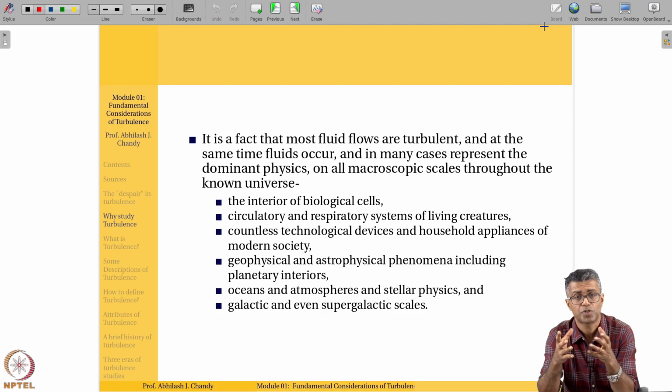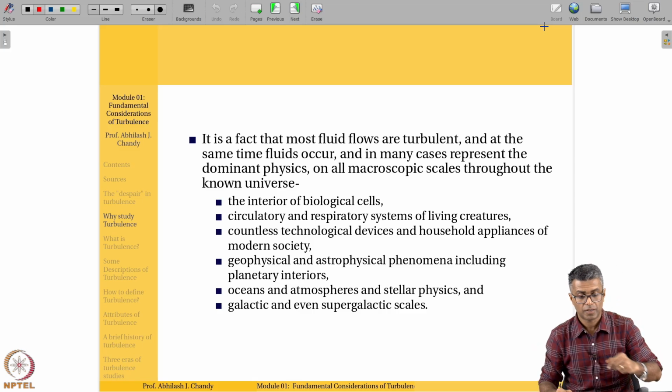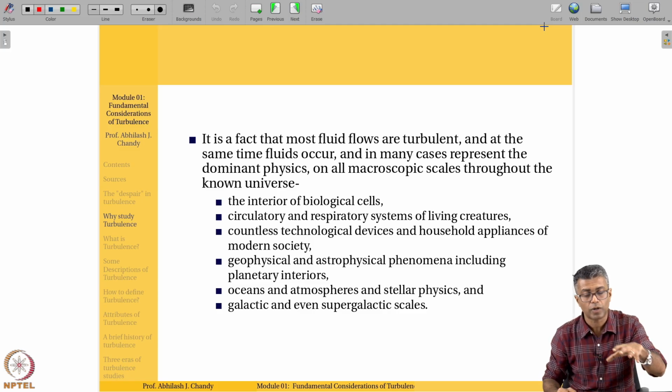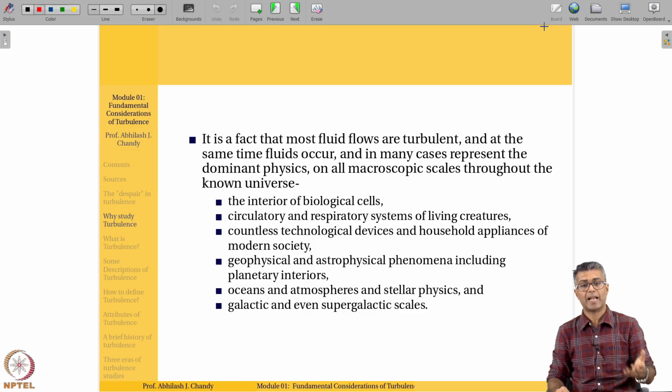Circulatory and respiratory systems of living creatures. Several technological devices, aircraft engine I mentioned, household appliances, for example, a washing machine. The swirling of the flow, water and clothes inside a washing machine has a turbulent flow in there, and that helps in mixing and getting the dirt out because you have an enhanced mixing because of the turbulent flow. Geophysical and astrophysical phenomena, including planetary interiors, we mentioned that. So that you see turbulent flow there.